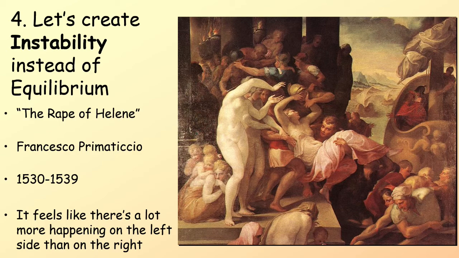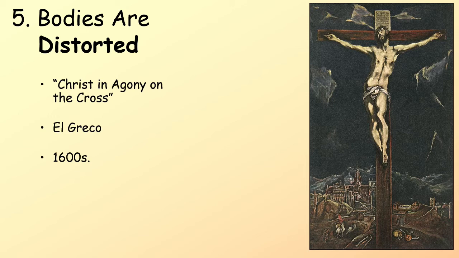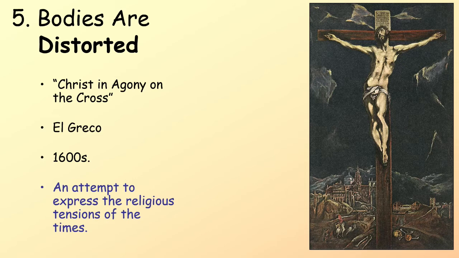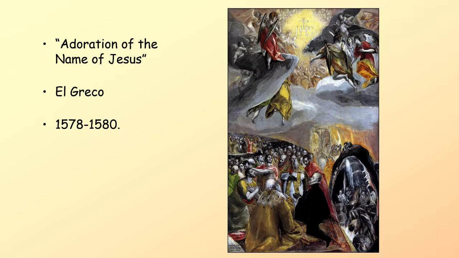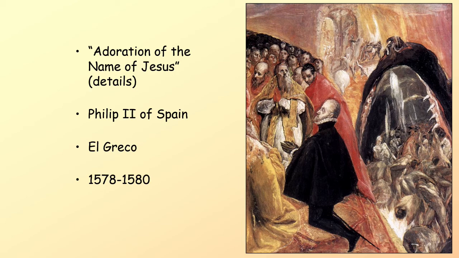Distorted bodies. Here's El Greco again, Christ in agony on the cross, in its attempt to express the religious tension of the times. The Adoration of the Name of Jesus by El Greco. Here's a detail of it. And there's Philip II of Spain right there.